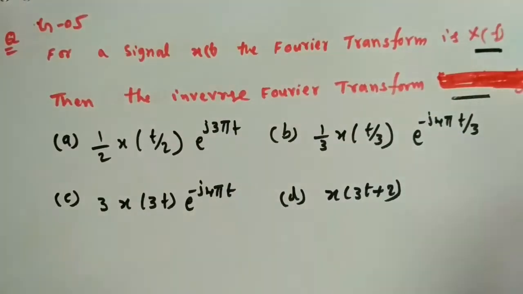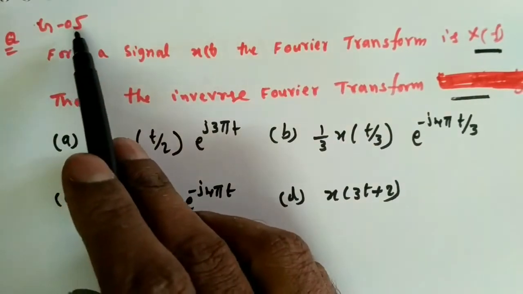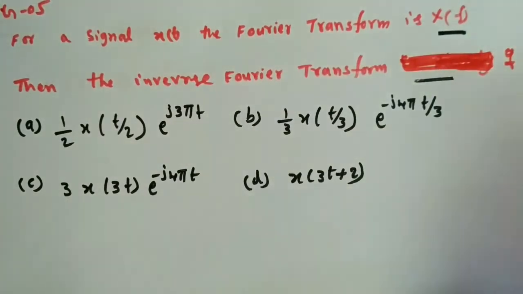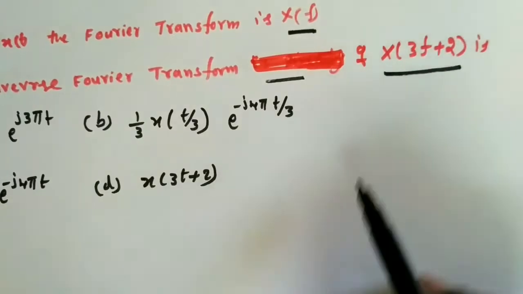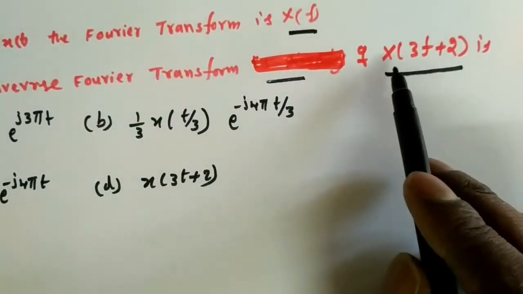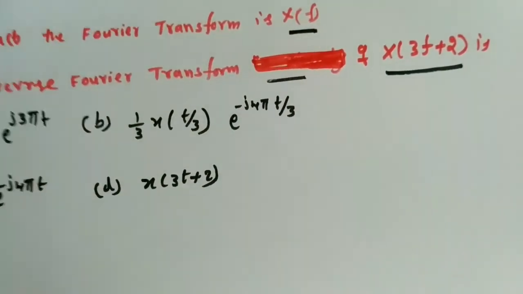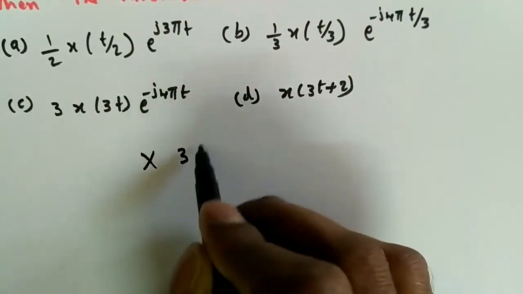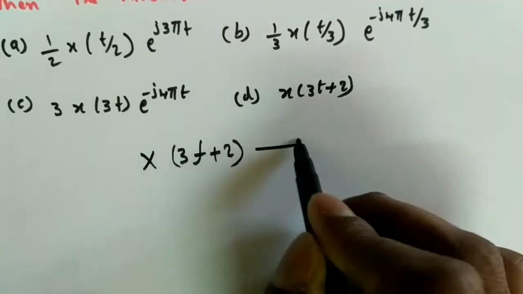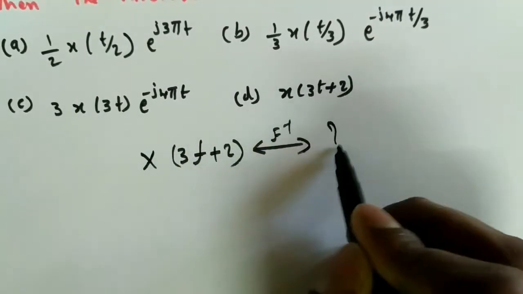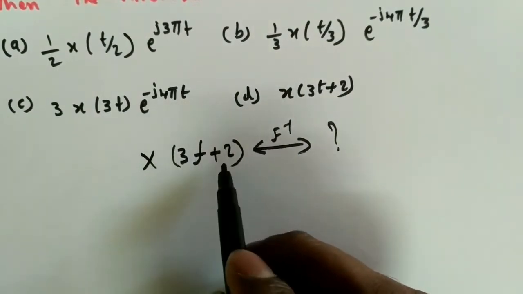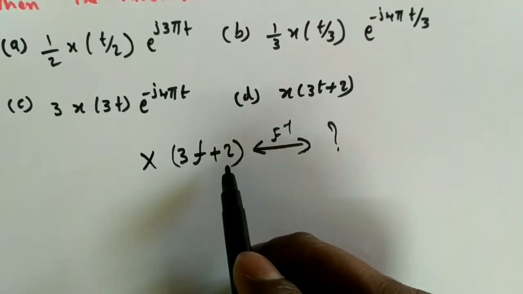Now we will solve this question. This question came in GATE 2005. For a signal x(t), the Fourier transform is X(f). Then find the inverse Fourier transform of X(3f+2). So we need to find the inverse Fourier transform of X(3f+2). Now if you see, both frequency scaling as well as frequency shifting are there, right?